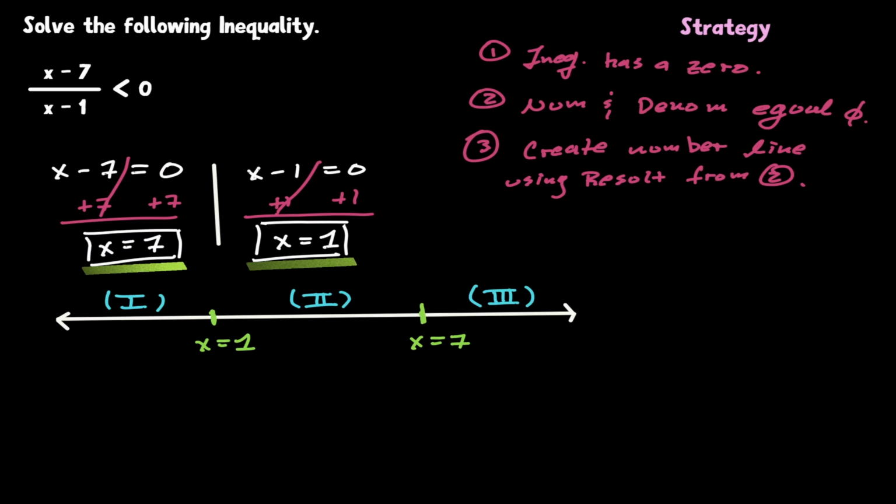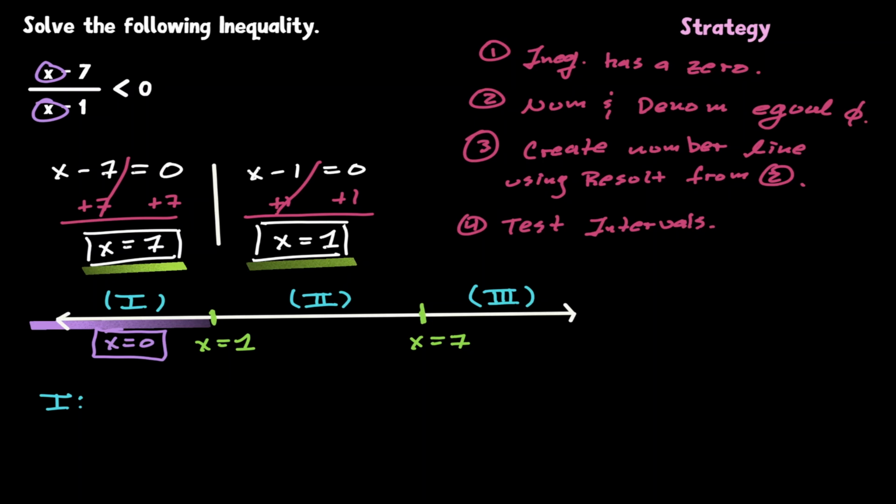And now the last thing that we want to do, we're going to be testing those intervals. Let's do it one at a time. Under interval number 1, let's choose any number that is less than positive 1. I'm going to be choosing 0. 0 is definitely less than 1. And the way that we're going to be testing this interval, let's get this value that is in the interval and let's substitute it in the inequality that we were given. So on the numerator, we're going to get 0 minus 7. And on the denominator, we're going to get 0 minus 1. Let's simplify that. Here we're going to get negative 7 divided by negative 1, which is just positive 7.